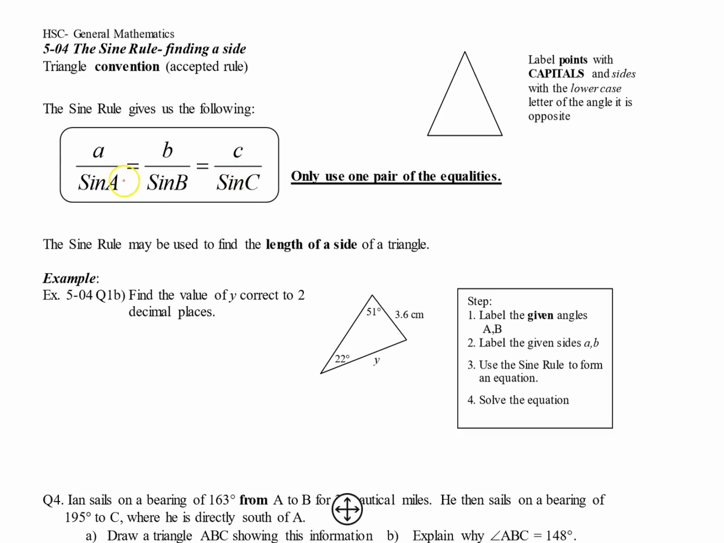Don't be put off by the fact that it looks quite complicated with two equal signs, because you're actually never going to use two equal signs, and we could totally ignore that last section. All you will probably ever use is a on sine A equals b on sine B. But I'll show you now how the sine rule can use any letters.